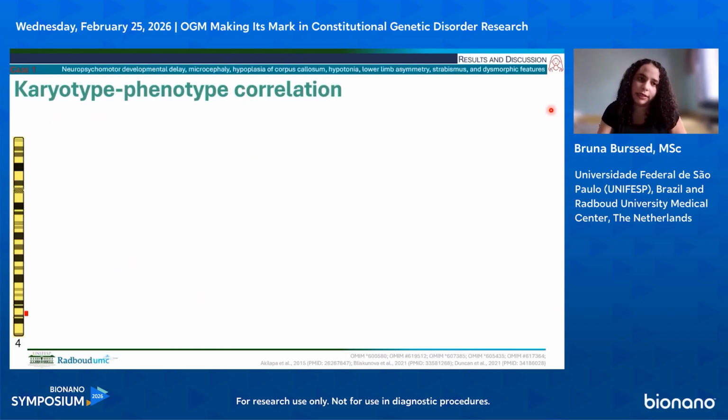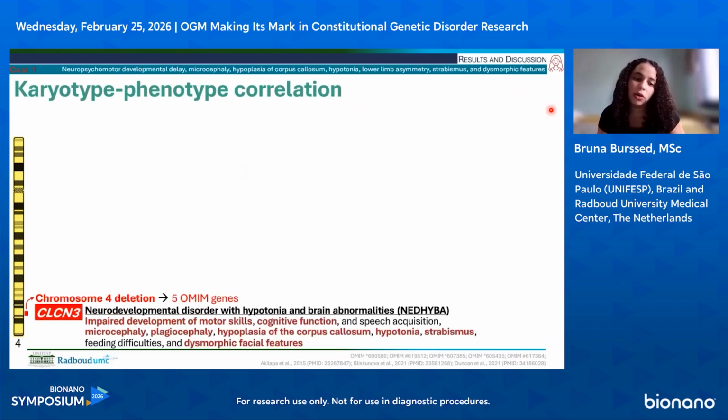Having done this entire characterization, we can then look into the phenotype. Going back to the beginning, we saw the deletion in chromosome 4. Interestingly, we were not able to find chimeric reads in the long-read sequencing to show this deletion, but the CNV caller found it. Looking into this region, we see 5 main genes which are deleted, and one of them is the CLCN3 gene, which is associated with neurodevelopmental disorder with hypotonia and brain abnormalities, and many different phenotypes, including microcephaly and hypotonia, which are present in our case.